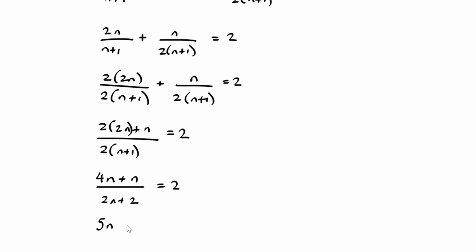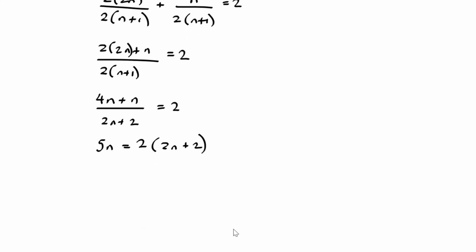So on the top we have 5n, and if I multiply through by 2n plus 2, we have 2 lots of 2n plus 2. So we have 5n equals 4n plus 4, so therefore n is equal to 4. That's our final answer.